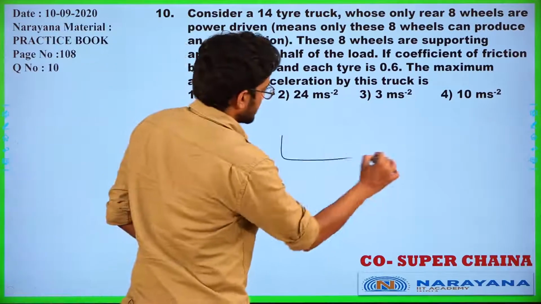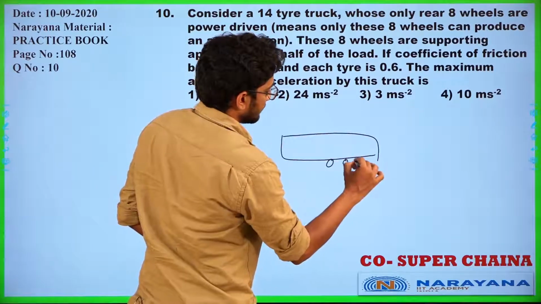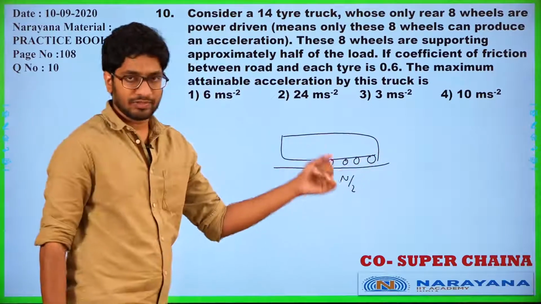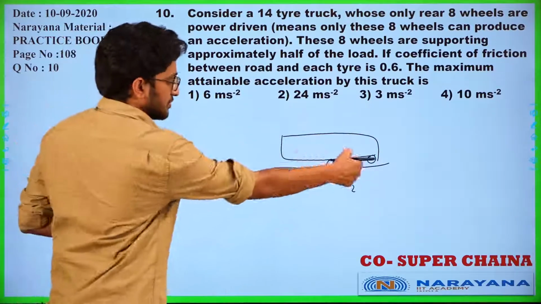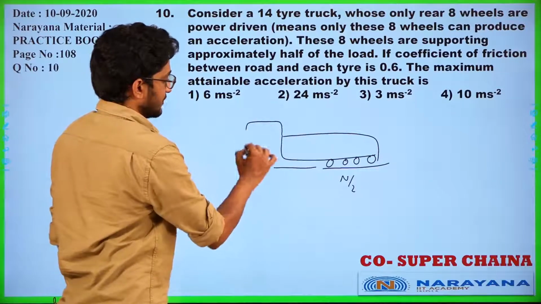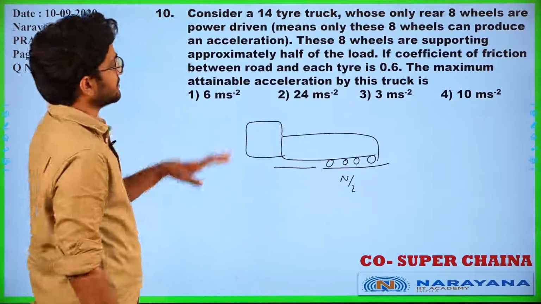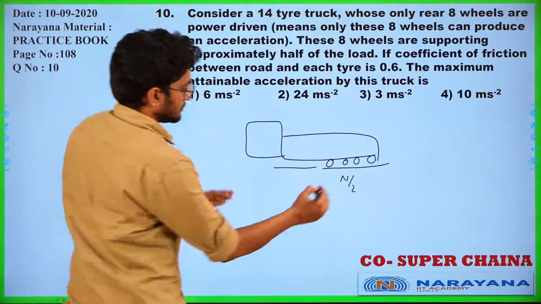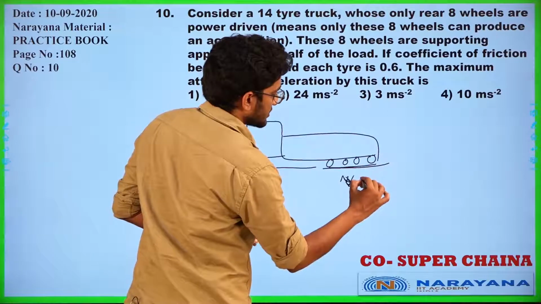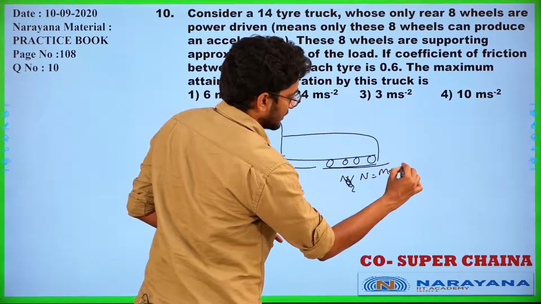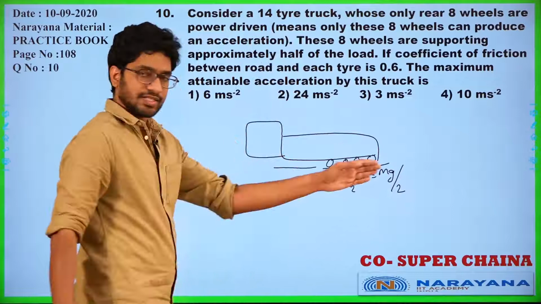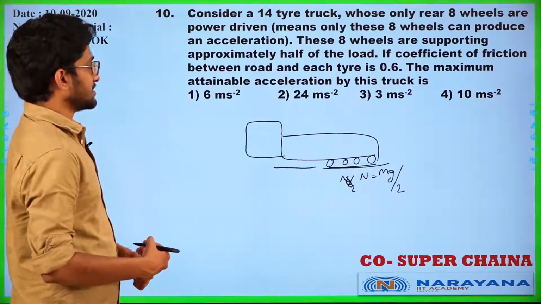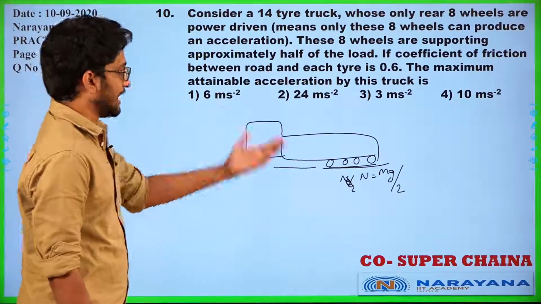So out of all the tires it has, the last 8 tires are carrying half of the normal. And only these are responsible for friction, or for the forward force of the truck. Only the last 8 tires. So he is saying these 8 wheels are supporting approximately half of the load. So the normal acting on all these wheels together is half of the total weight, mg by 2. If the coefficient of friction between the road and each tire is 0.6, the maximum attainable acceleration is.